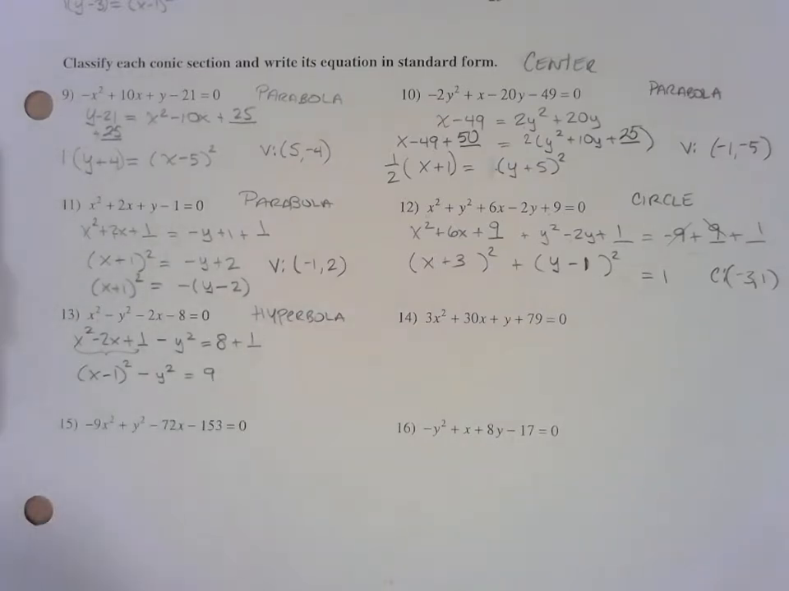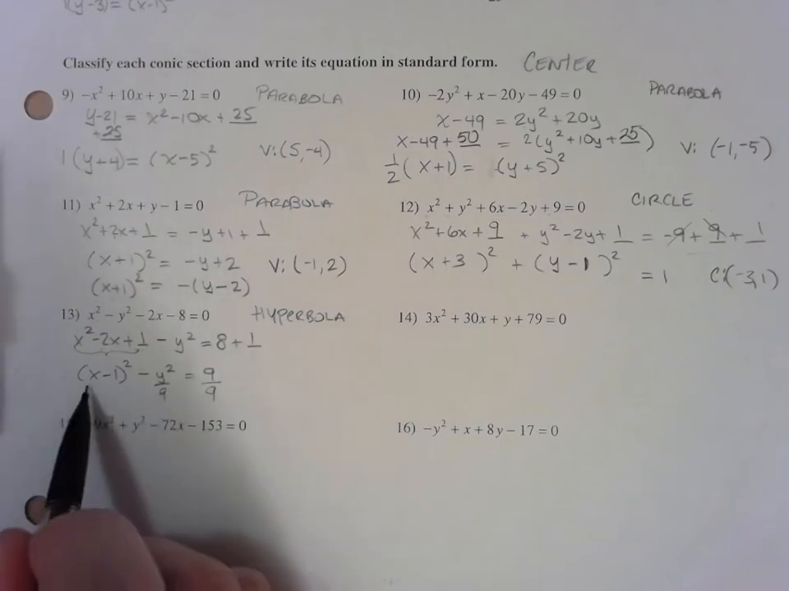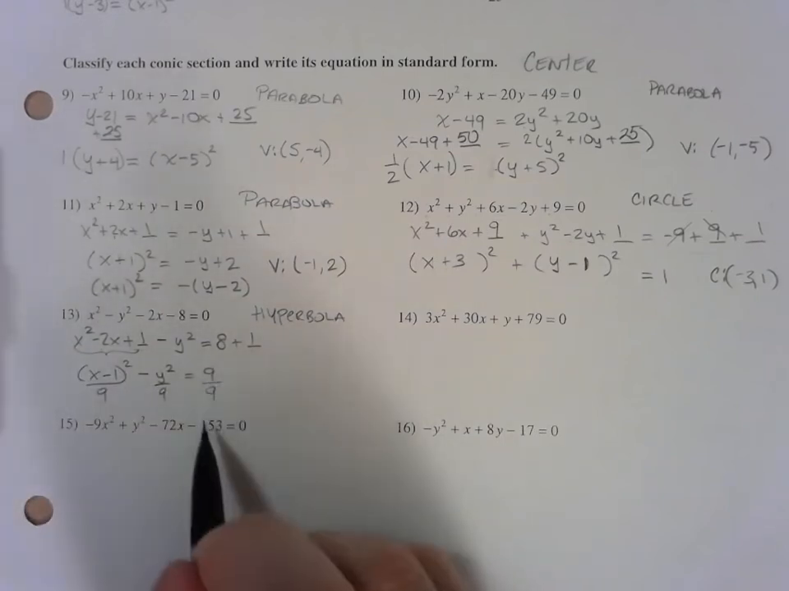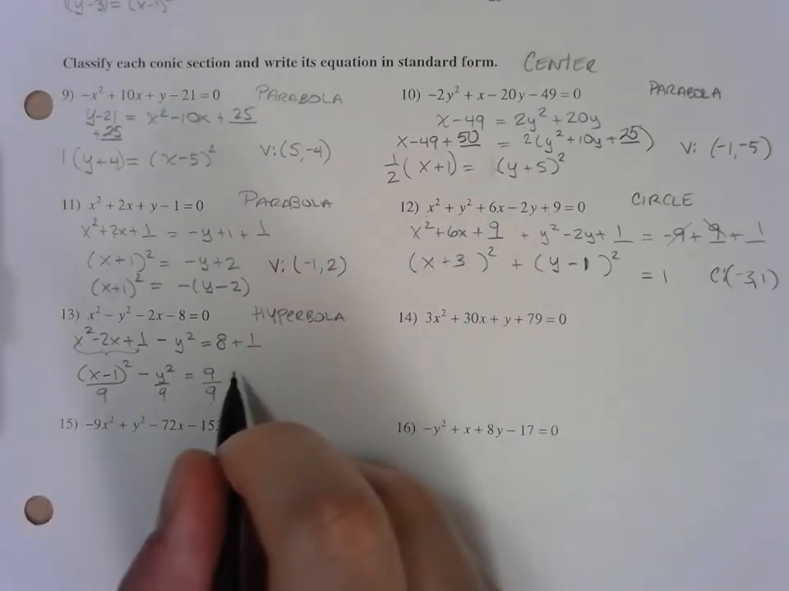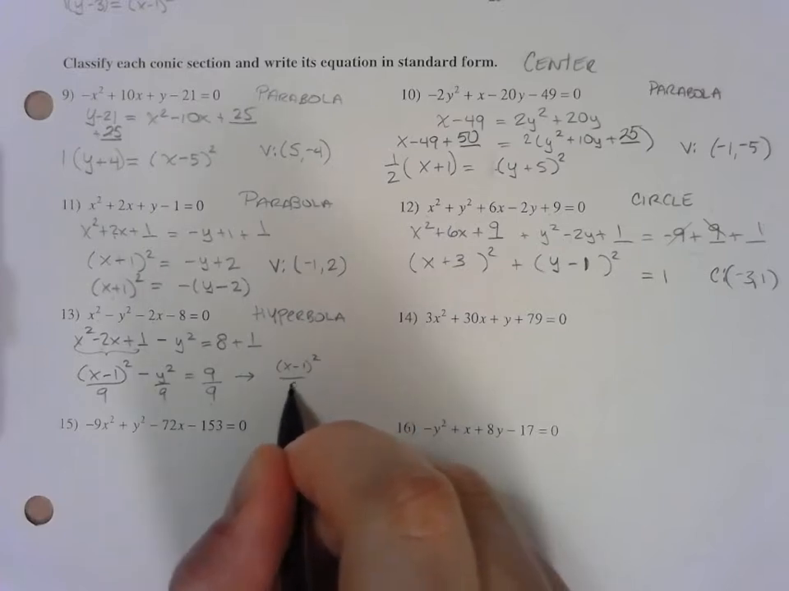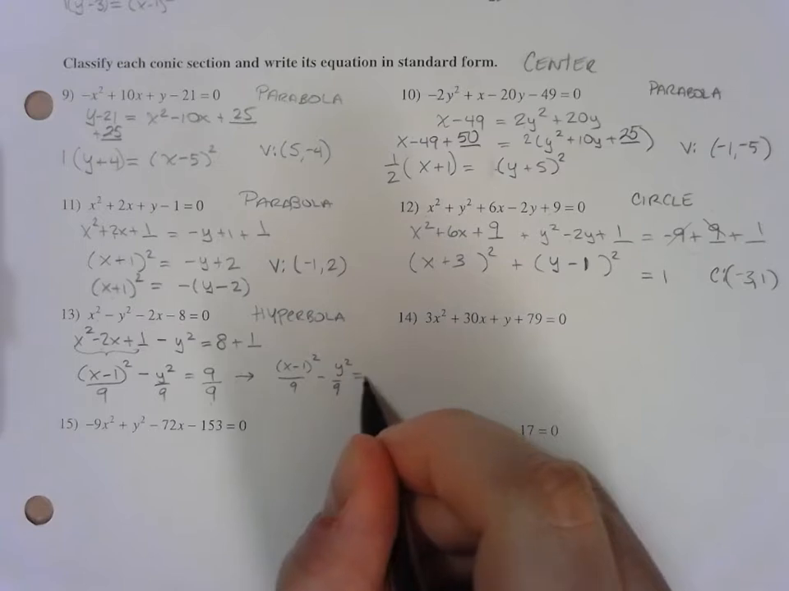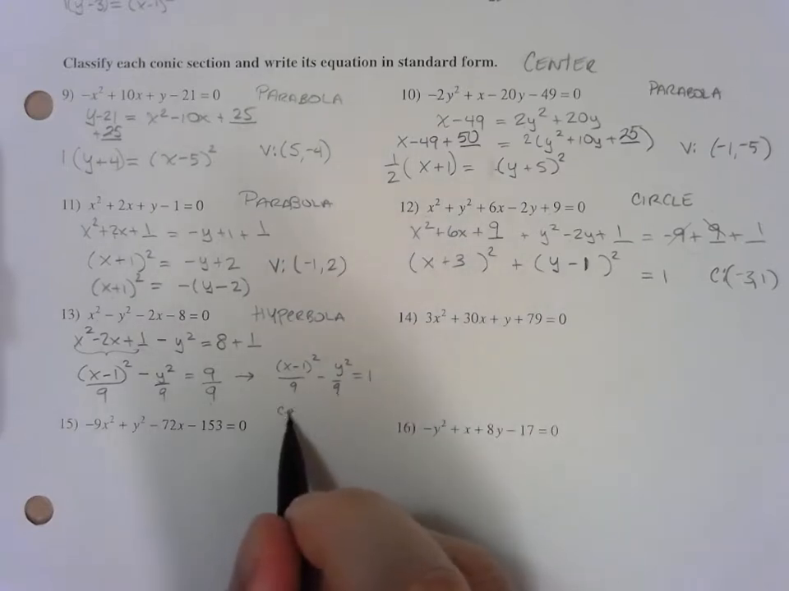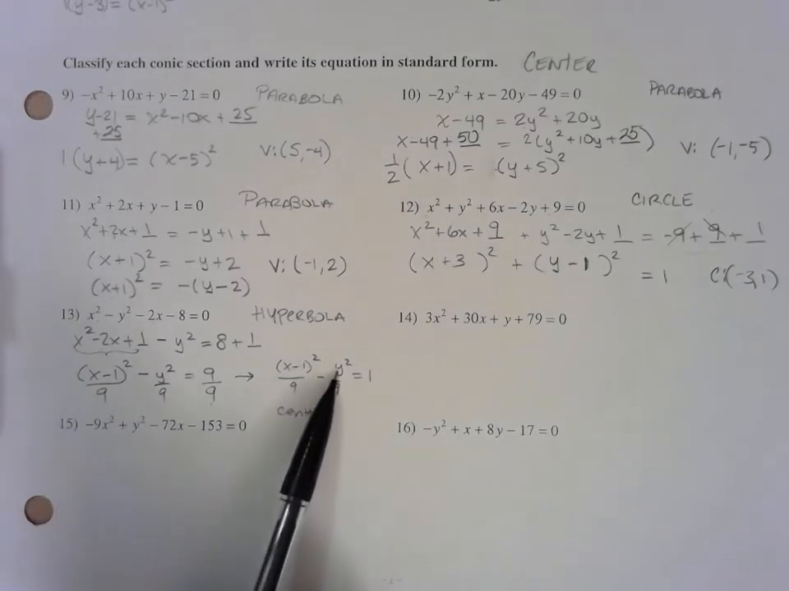Not quite yet standard form. We're going to divide every term by 9 so that we have a 1 here at the end. Our newest equation, the quantity x minus 1 squared divided by 9 minus y squared divided by 9 equals 1. Where is the center of this hyperbola? Our center is at positive 1, 0.